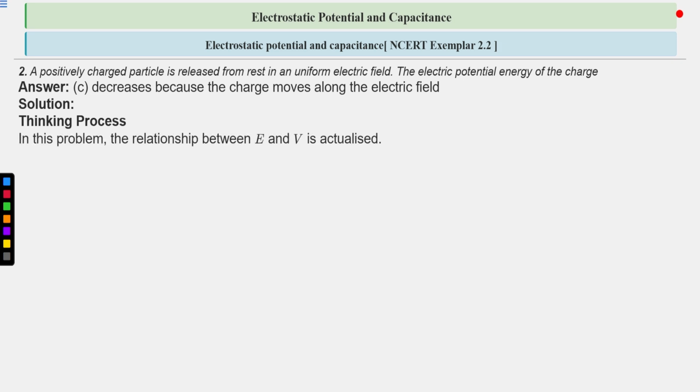In this problem, the relationship between E and V is applied. You know the relation between electric field and potential difference: electric field is equal to minus dV by dr. So electric field is in the direction of decreasing potential, hence decreasing potential energy. So if there is a positive charge, it will move along the electric field due to the force on it. So the potential energy of this positive charge will decrease in the direction of the electric field.